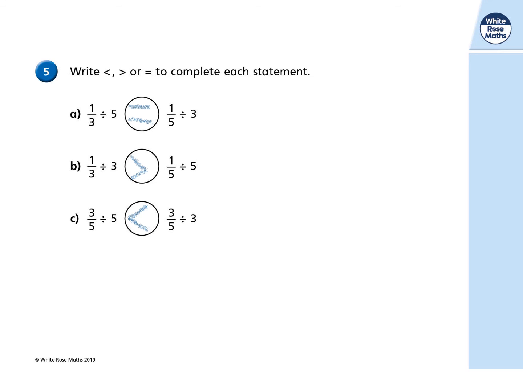For C, you've got 3/5 divided by 5. So the numerator stays the same, but it's going to be 3/25. And that's compared to 3/5 divided by 3. That's going to give you 3/15. So the 3/15 will be the bigger fraction. Hopefully you've got these correct. If not, have another look and take your time.